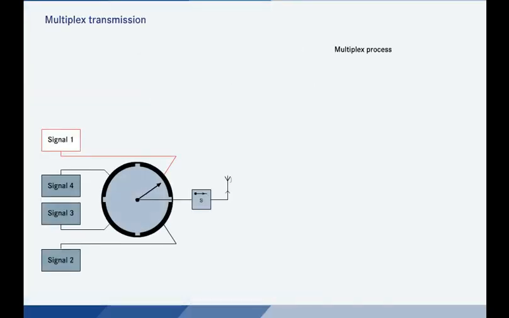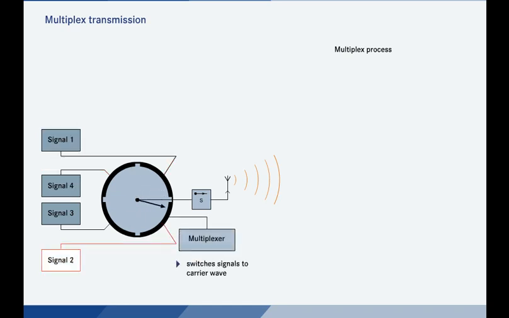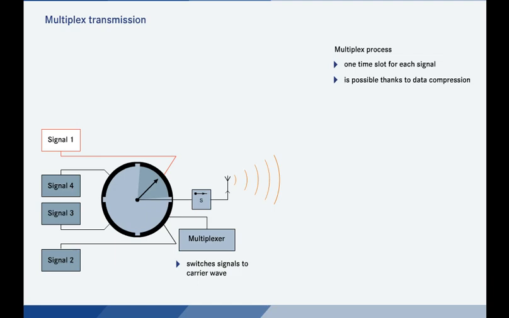The multiplex process is used primarily for digital radio transmissions in order to transmit several signals using only one transmitter. The signals are switched over to the carrier wave sequentially by a multiplexer. Only a fraction of the transmission time, the time slot, is available for each individual signal. However, this time slot is sufficient to transmit all the data sent using the multiplex method, as the size of the signal data has been reduced significantly through the compression process.